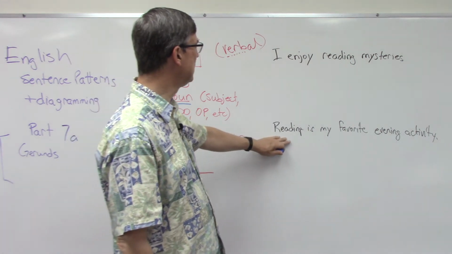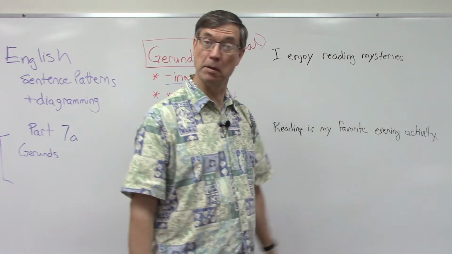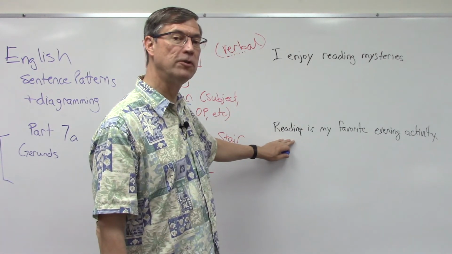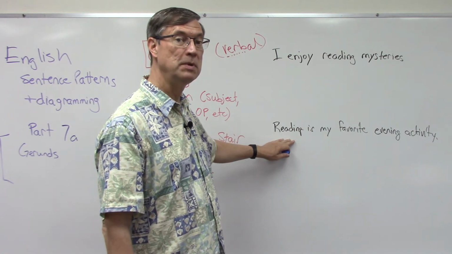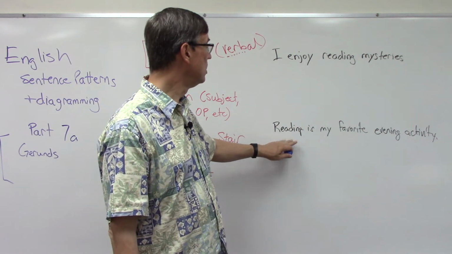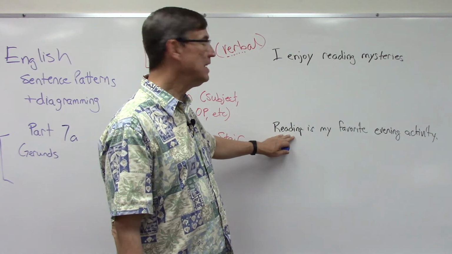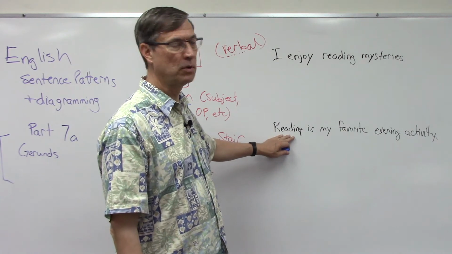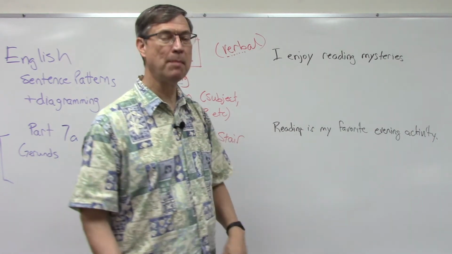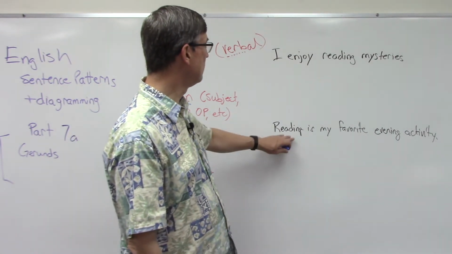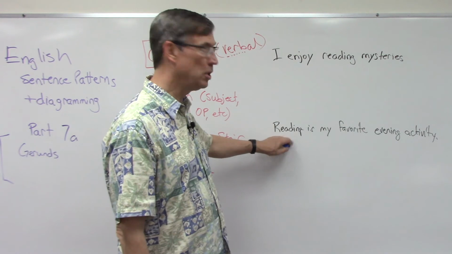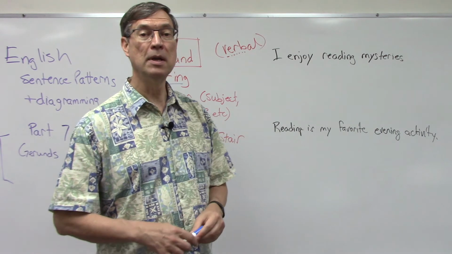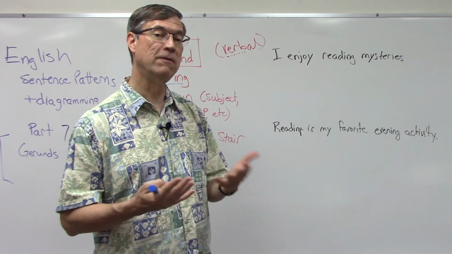Let's look at this one. Reading is my favorite evening activity. In this case, I'm using the same word, reading, and I'm putting it as the first word of the sentence, which means it is now the subject, okay? You could say, eating ice cream is my favorite evening activity. Watching a movie is my favorite, okay? I could have said reading my Bible, reading mysteries, reading whatever, but because it's acting as the subject followed by a verb, it is functioning as a noun. So again, it's a gerund if it ends in ing and if it functions as a noun.